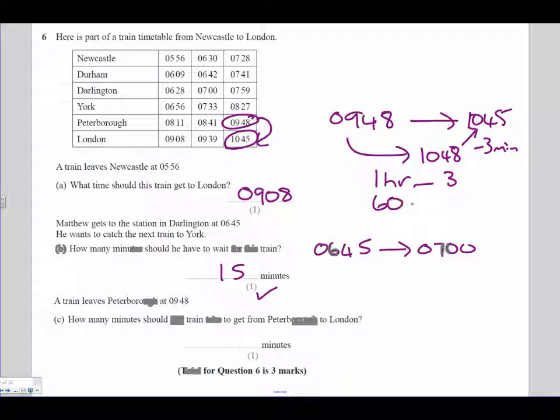So an hour is 60 minutes, take away the 3 minutes that we need to adjust, and we end up with a time of 57 minutes for the journey. So 57 minutes, correct answer on the answer line is 1 mark. And like I say, there are lots of ways of doing these calculations.